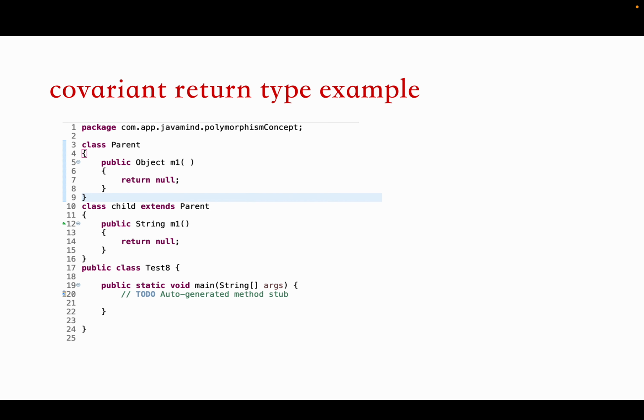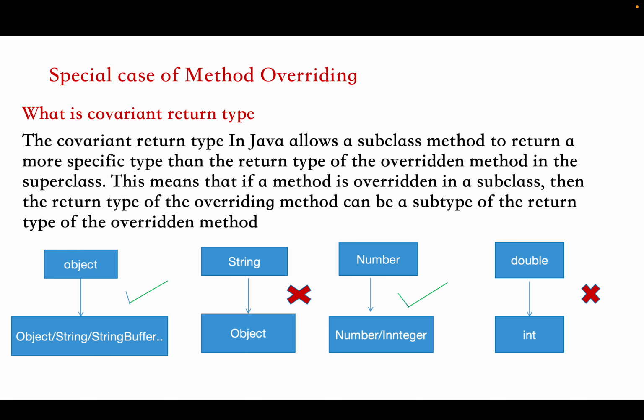Also they may ask what is the covariant return type. I've already explained it. The covariant return type is that the child class method's return type need not be the same as the parent method's. Whatever the parent method's return type, the child class return type need not be the same. A child type is also allowed. That is the main point.